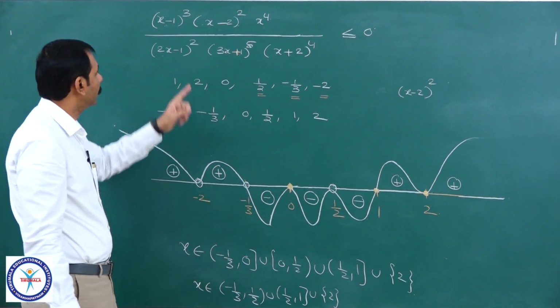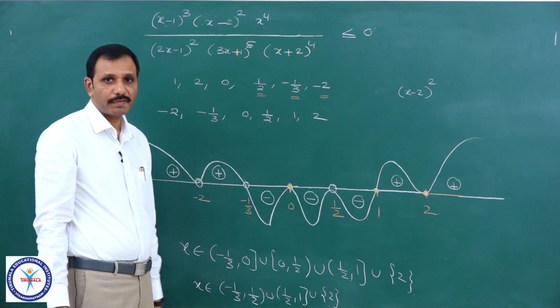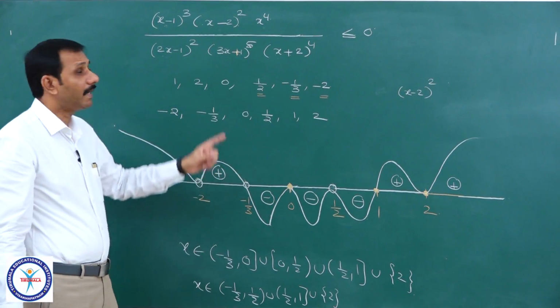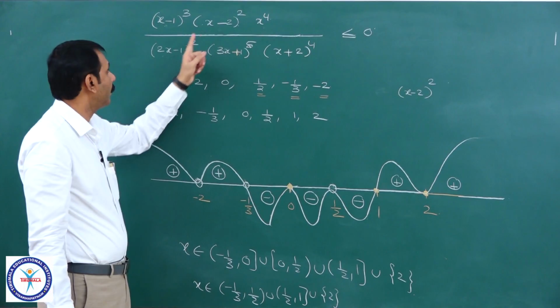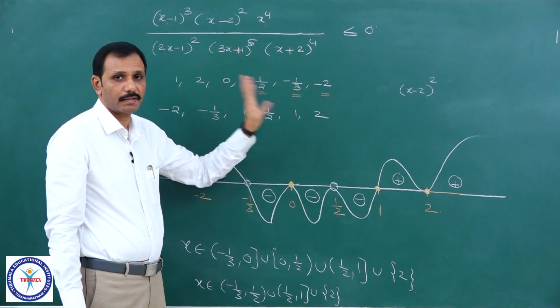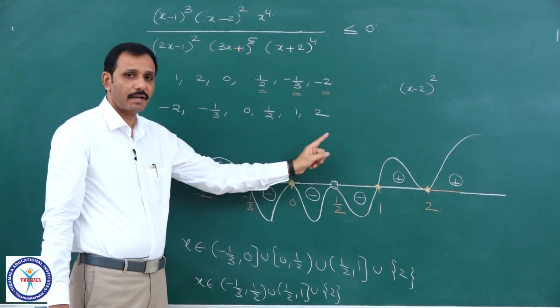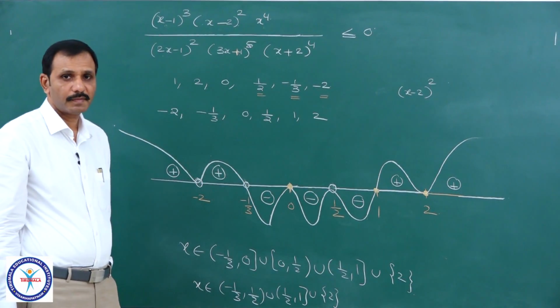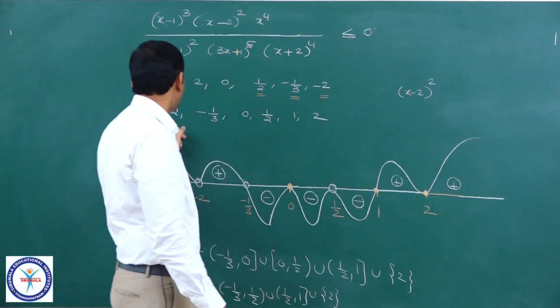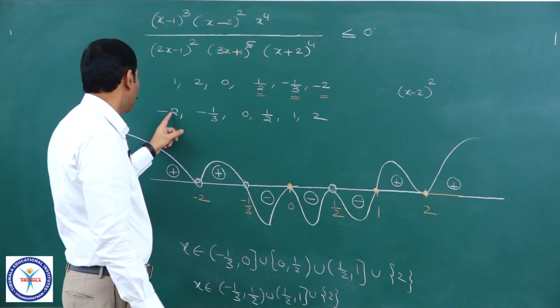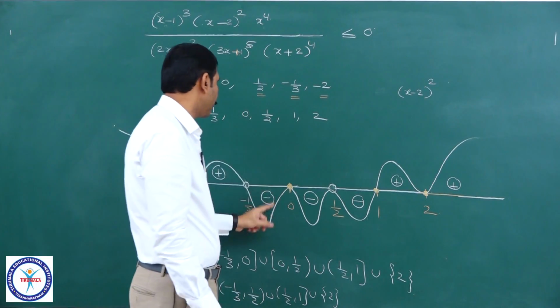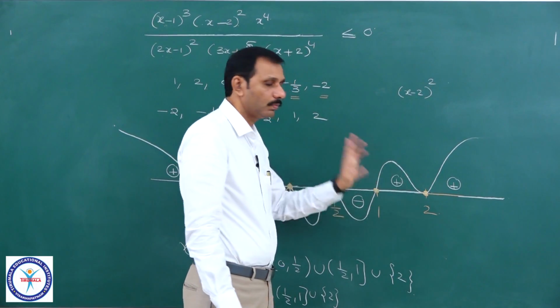What I did first, it is of the form f of x by g of x. Write all the zeros of numerator f of x and all the zeros of denominator, and write these zeros in ascending order of magnitude. Take a real line and mark all these zeros: minus 2, minus 1 by 3, 0, 1 by 2, 1, 2.